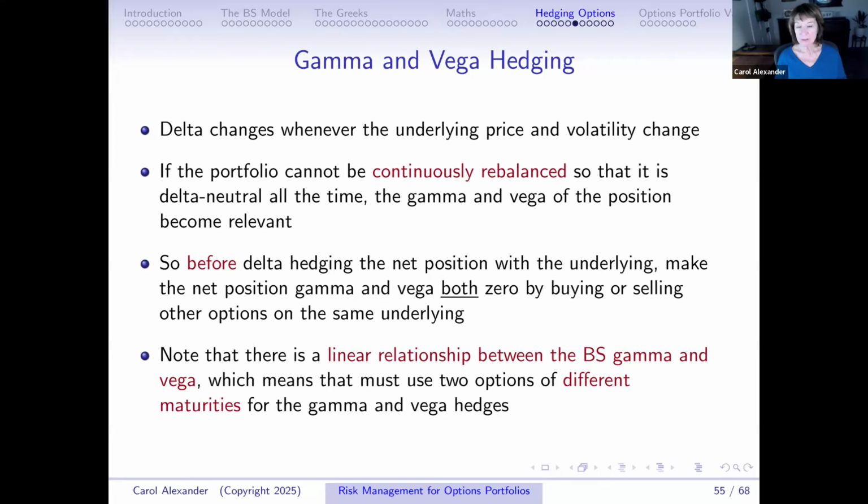So you don't necessarily want to do this at the options level, but at the book level, when you look at your entire positions over lots and lots of options, you'll have some long-term ones with big vega, and you'll have some short-term ones with big gamma. And so overall, you could have quite a large position vega and position gamma. So before you do that delta hedging that I just illustrated, make the net position gamma and vega both 0 by buying or selling other options. And that's why I said earlier, they mustn't be of the same maturity.